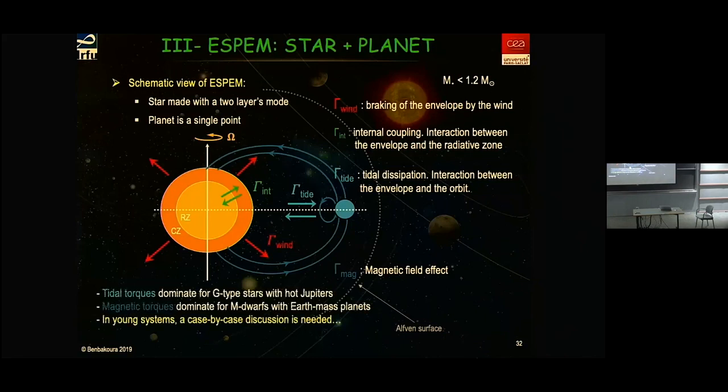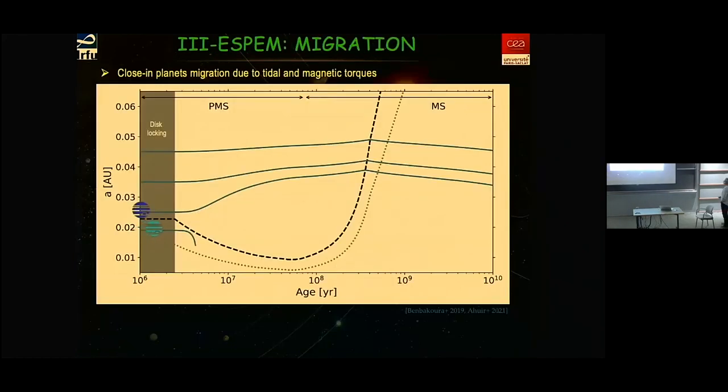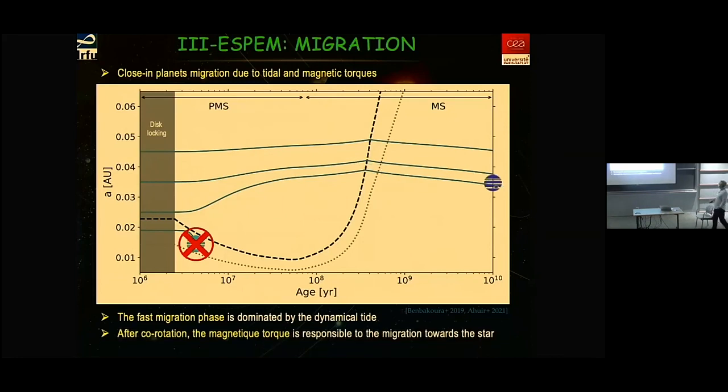Depending on the type of star, one torque is going to be more important than the other one. That's the summary of what SPEM is doing. We are going to solve these three equations: the evolution of the angular momentum for the orbit, the convective zone, and the radiative zone. But just to show what happens with a planet inside the corotation radius: in this first part the torque which is dominating is the dynamical tide, and after that the magnetic one is dominating.